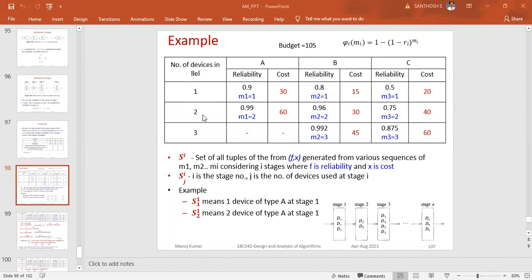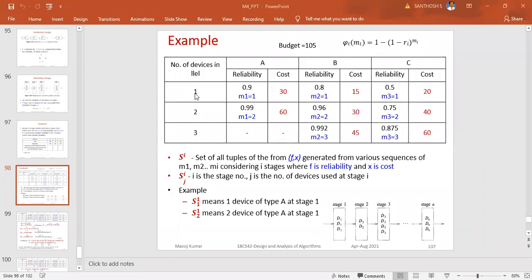Now we come to the number of devices in parallel equal to 2. The reliability when we have 2 devices is 0.9 plus 0.9 minus their product, which gives 0.99.